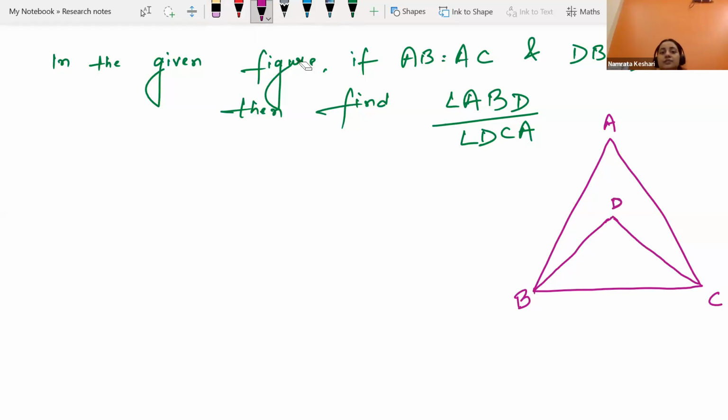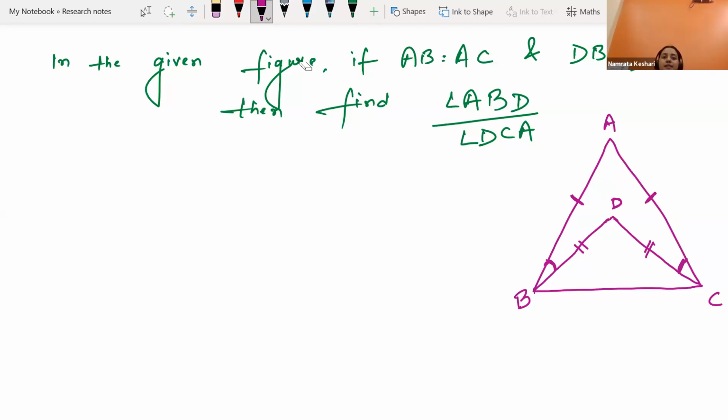In this figure, AB and AC, this side and that side are of equal length. And DB and DC, this side and this side are of equal length. And what we have to find is angle ABD, that means this angle, over angle DCA, that means this angle. What is the ratio between these two angles? That's what we have to find over here. What is the ratio between angle ABD and angle DCA?